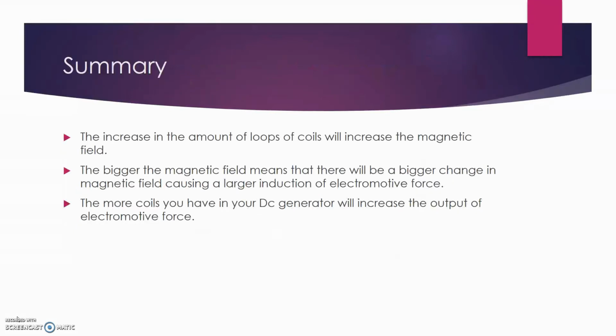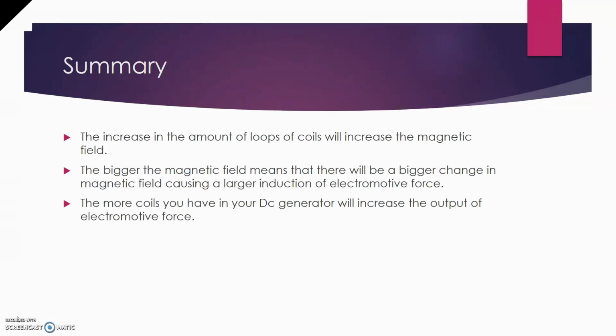So, in conclusion, increasing the number of loops of coils will increase the magnetic field. The bigger the magnetic field means there will be a bigger change in magnetic field, causing a larger induction of electromotive force. The more coils you have in your DC generator, the greater the output of electromotive force.